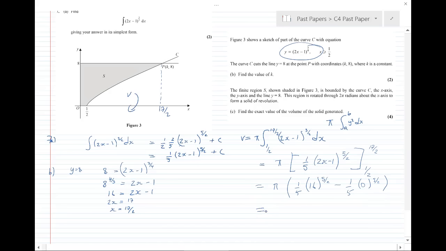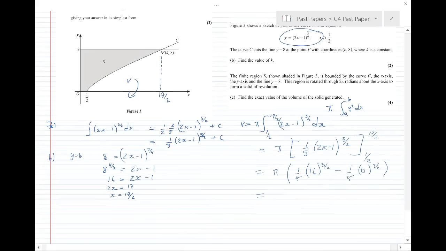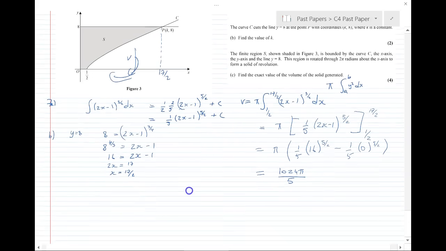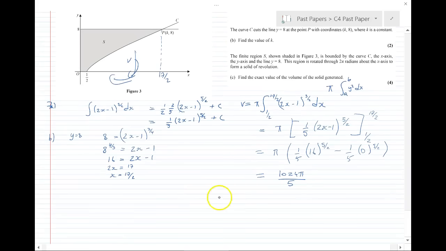Now 16 to the power of 5 over 2, well the square root of 16 is 4, the 5th power of 4 is 1024, so that's 1024 pi over 5. But as I said, that's this volume here rotated, the volume I've called V. Now let's work out the volume of the cylinder.